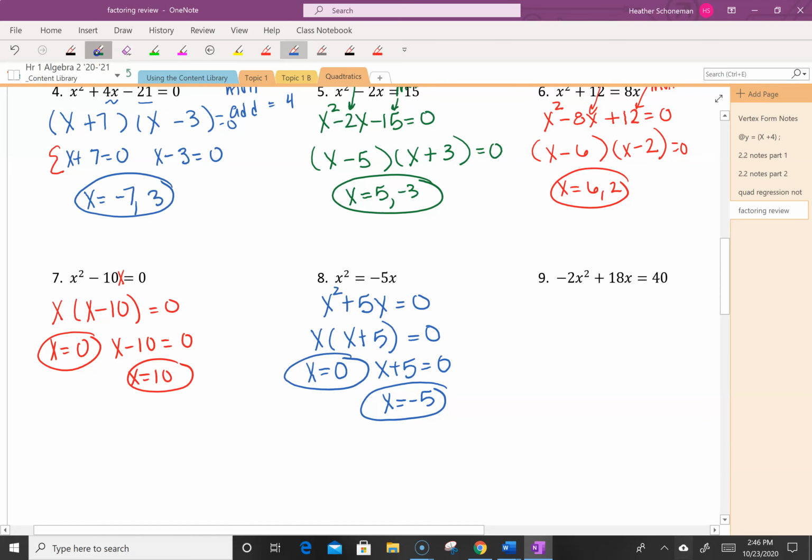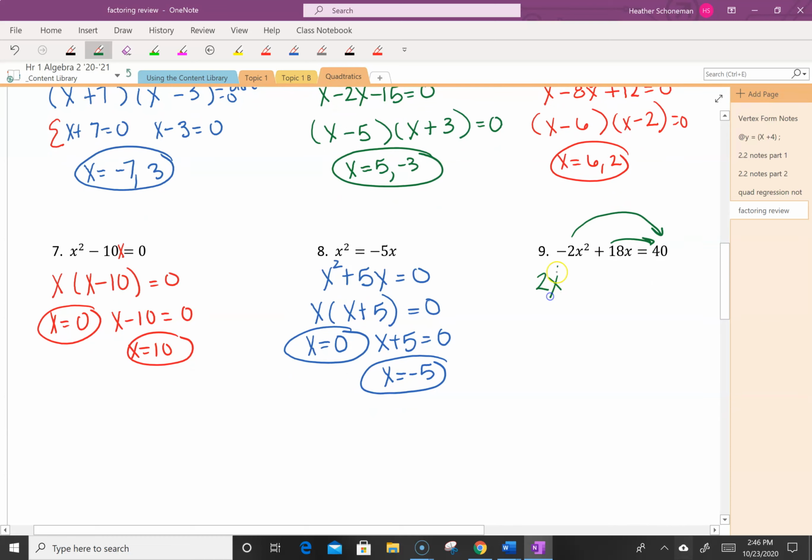Okay, let's see what happens on number 9. I got to set it equal to 0, but when I set it equal to 0, I need the x squared to be positive. So it's negative right now, so I need to move it to the other side. Now I've got to do x squared, x, and then a number. So now it's going to be positive 2x squared minus 18x. They change signs because they're moved to the other side. But the 40 is on the right side, so it just remains positive 40. Technically now, since I moved it to the right, I just have 0 on the left.